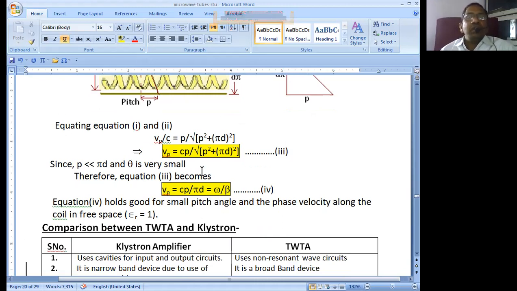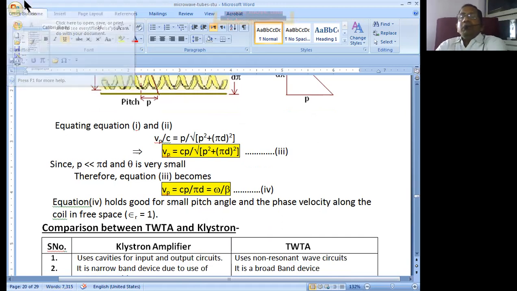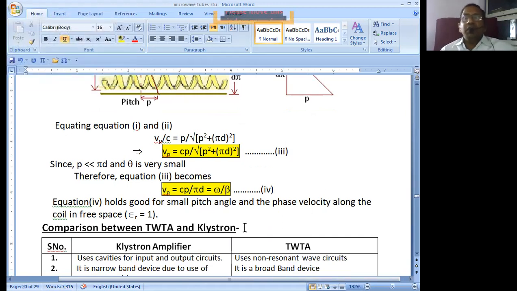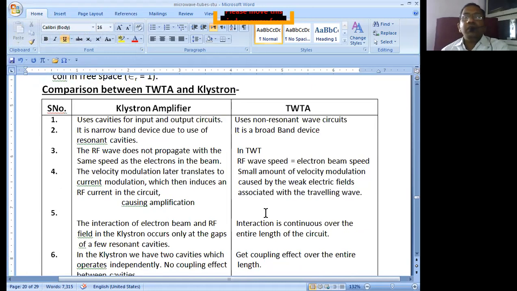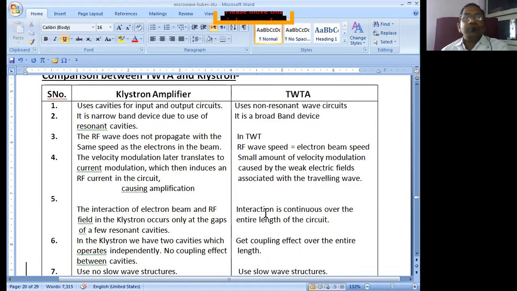So this is the relationship between the phase velocity of the electron beam with respect to the phase constant of the wave, which is propagated in the medium, propagating in the TWT tube. And lastly, let us try to see the difference between these two. They come under the linear beam tubes: the klystron amplifier as well as the traveling wave tube amplifier.